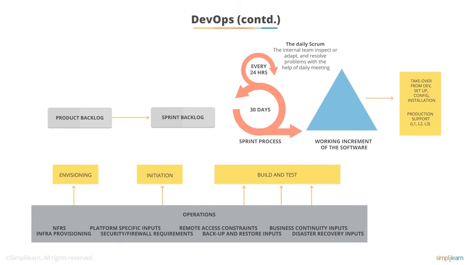Ops teams are involved right from the product envisioning to initiation to building to testing. They provide the non-functional requirements and provide the infrastructure necessary for deploying the system up front. As soon as the dev team has completed working software at the end of a sprint, the ops team is ready to take over and set it up, ideally in an automated fashion.